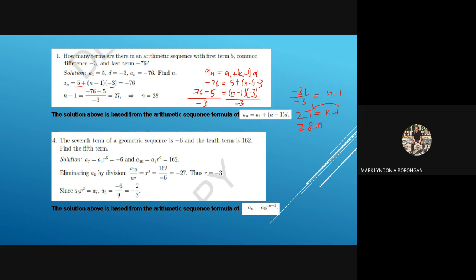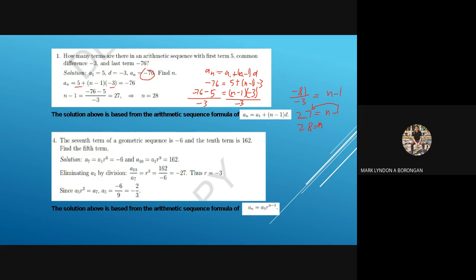So meaning, ang pasabot ani is ang -76 diri is the nth term or the 28th term. Ika-28 nga term. So, this is how you use your formula.